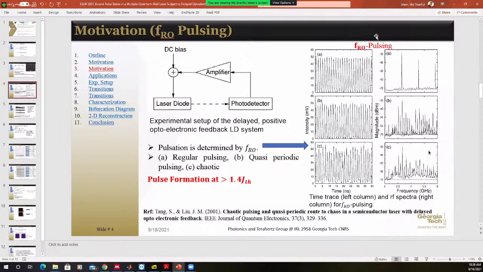Another motivation is a similar optoelectronic setup, but in this case, the pulsation comes from the natural oscillation frequency of the laser. So in case of the second class of pulsation we're presenting in this slide, the pulsation appears at a little higher injection current compared to the previous one, where the pulsation appears exactly close to the injection threshold.